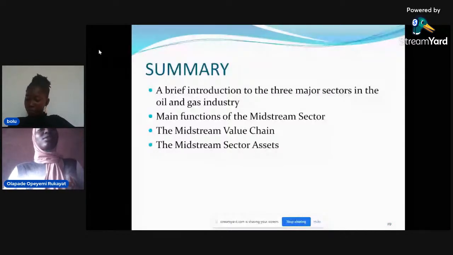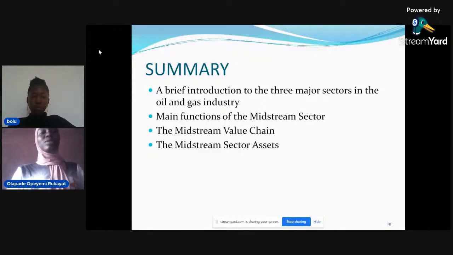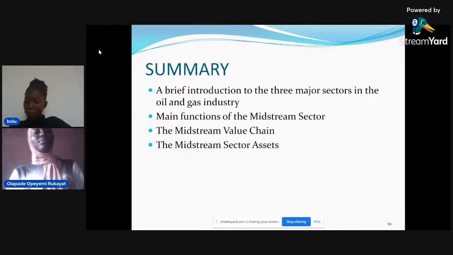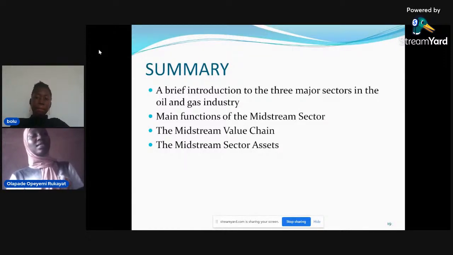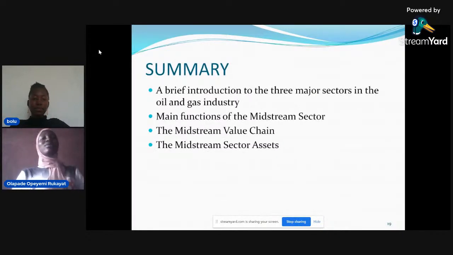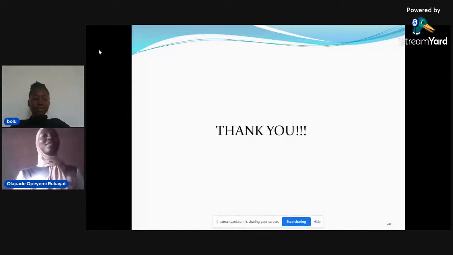Lastly, we talked about the midstream sector assets. I told you they are the resources utilized for the production, processing, transporting, storage, and marketing of crude oil and natural gas. Examples I gave are the oil pipelines, the gas storage facilities, the LNG and LPG storage facilities, and the fractionating and dehydration tanks. So that's basically all the midstream sector assets. Thank you, that's all for my presentation.